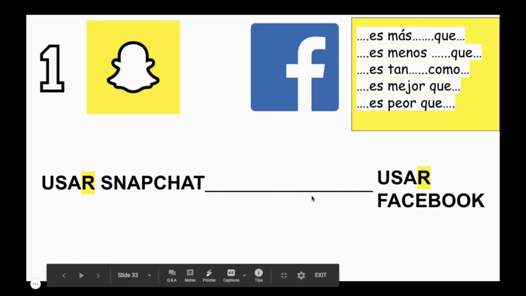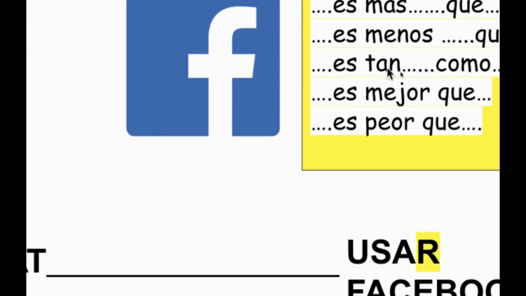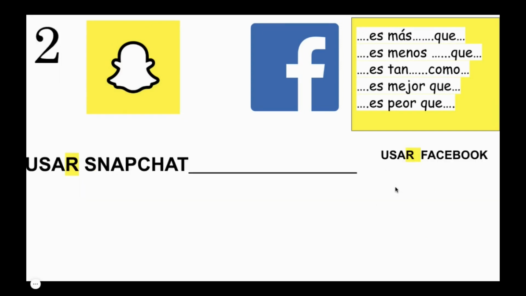In there, we have to choose the second step, which is the structure. In that case, it will be as good as. And remember, es tan como is the structure that we have to use. So the second step is putting the structure: usar Snapchat es tan como usar Facebook.